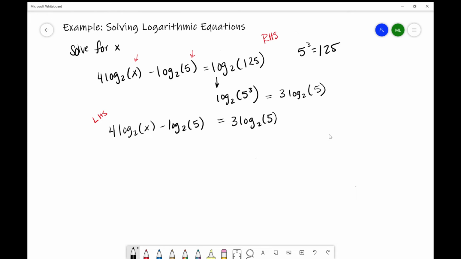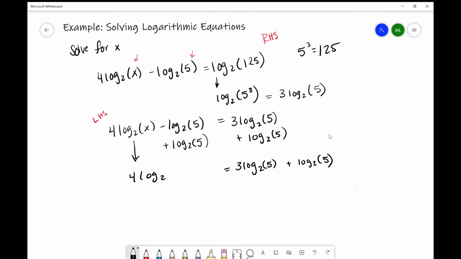So what I can do is move this log base 2 of 5 to the right hand side. What you do to one side, you do to the other side. So now my right hand side looks like 3 log base 2 of 5 plus log base 2 of 5. And then I just bring down what I had before, which was 4 log base 2 of x. So now this is what it looks like: 4 log base 2 of x is equal to 3 log base 2 of 5 plus log base 2 of 5.